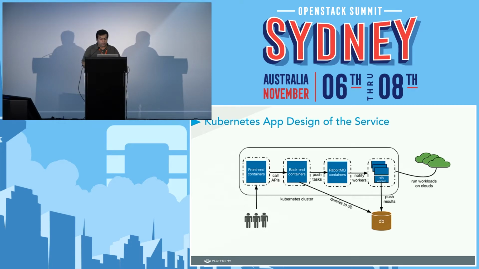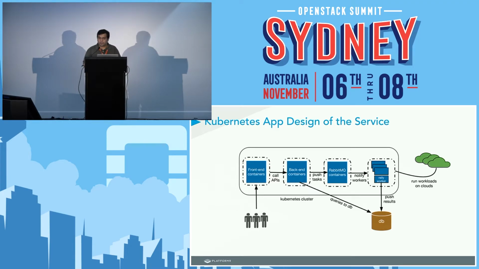namespace. So the first box, front end, is a standard UI, which is served by Nginx. The backend containers are Python Flask API servers, which you can horizontally scale.